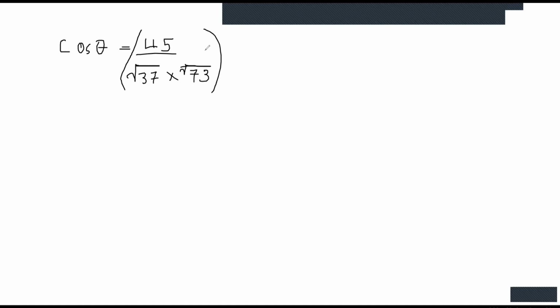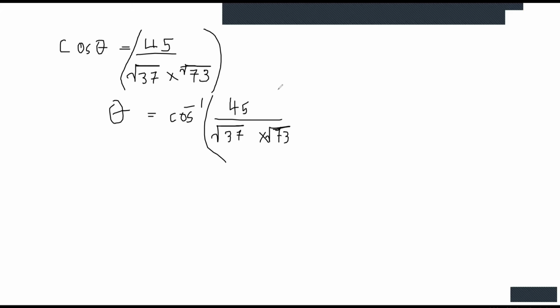All right, so this is cos theta. Now we can take cos inverse to get the answer. So we work out cos inverse of 45 divided by the root of 37 times the root of 73. All right, so that's what we're going to work out. So we're going to put that in the calculator.